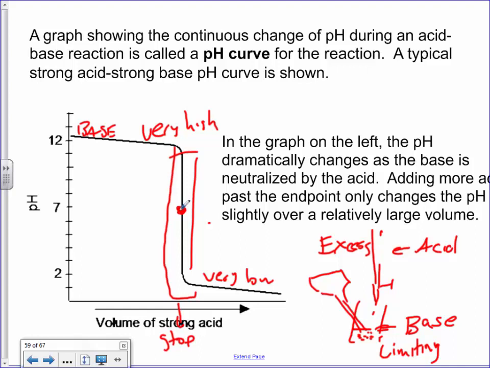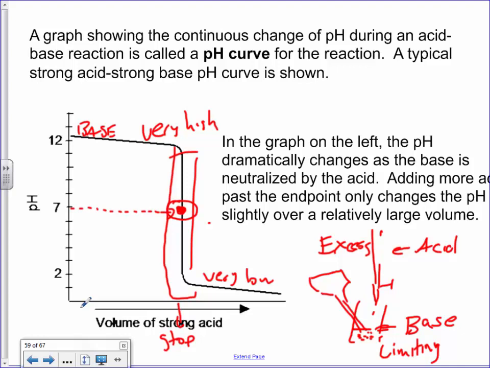The endpoint would be defined as this right here, right in the middle of the graph, where all of a sudden the acid and base have exactly neutralized each other, and the endpoint should have a pH of 7. Does that make sense? Because acid and base are completely neutral. If you add even one more drop, it should change the pH drastically.